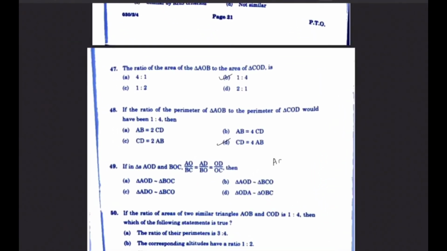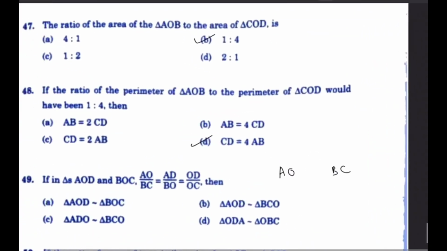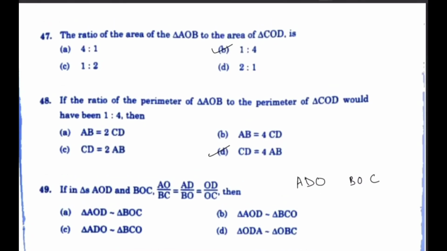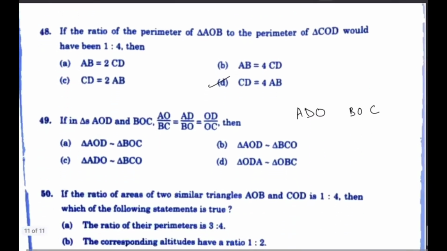So okay, AO and BC are corresponding. Then AD and BO are corresponding. So what if I do this? Then does it make sense? Because AO by BC, no, this does not make sense. Maybe this could make sense, because then AO and BC, we have AD and BO, we have OD and OC. Somehow this question does not seem right, so let's come back to this question after 50.